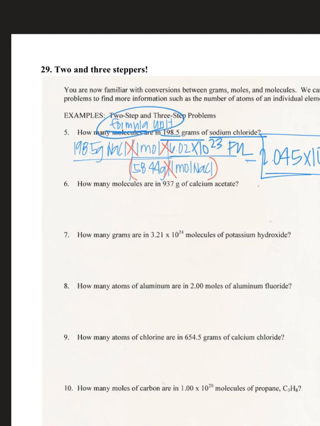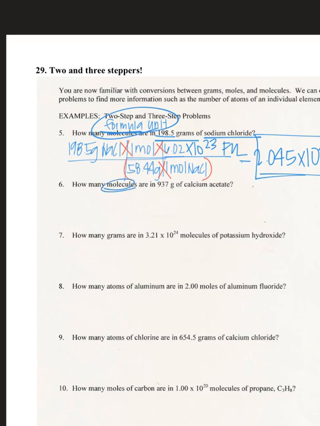Okay, this next one. How many molecules are in 937 grams of calcium acetate?